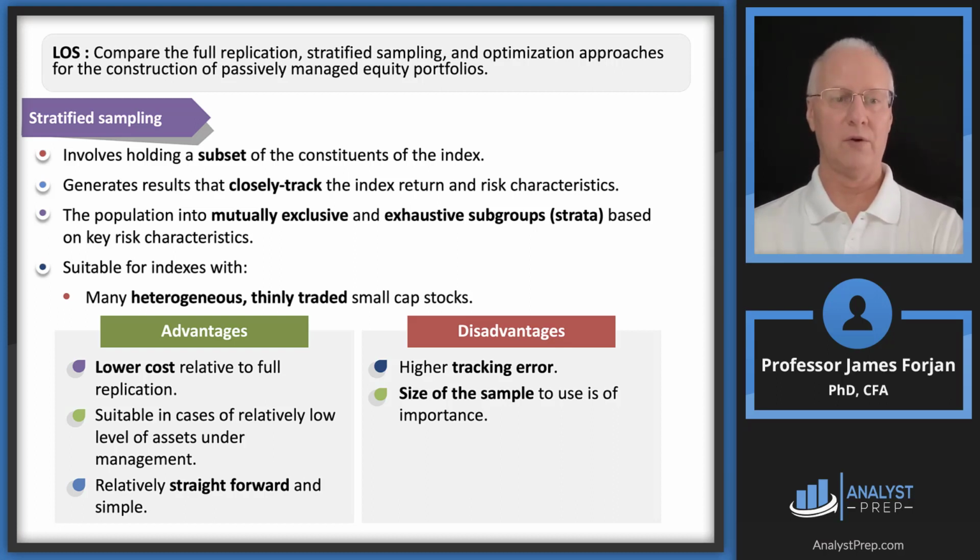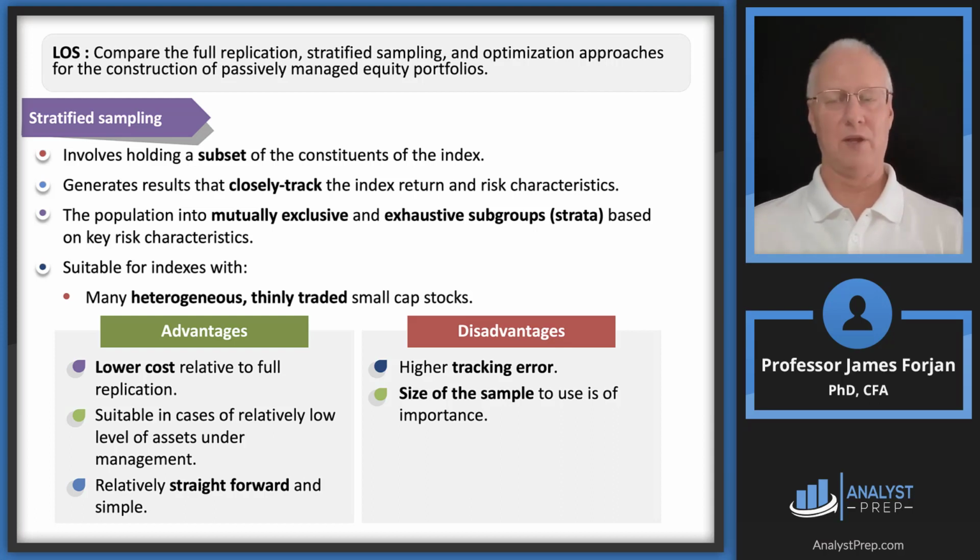And so what we can do is say something like, okay, 100 stocks with 10 in each exhaustive subgroup. Well, let's just take 2 here and 3 here and 4 here and 2 here and 1 here. Lower cost, that makes perfect sense. Suitable in cases of relatively low level of assets under management. There's no sense in spending all that money for full replication.